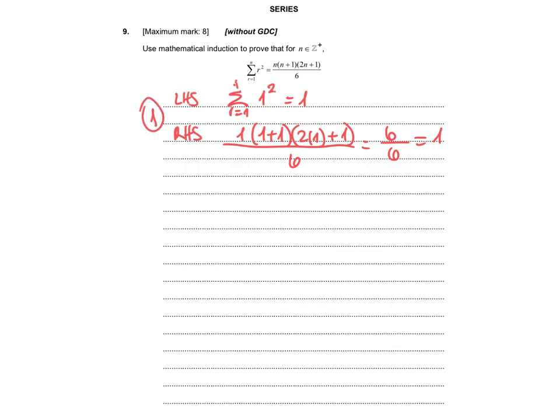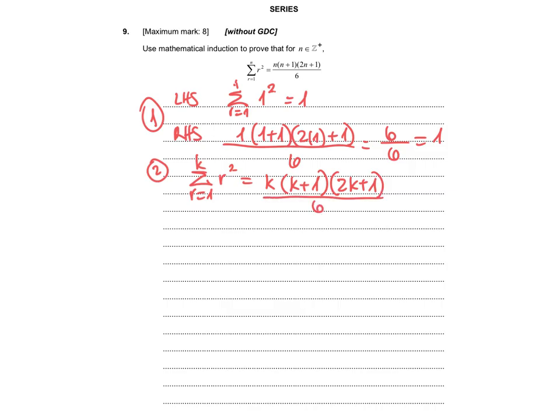Step 1. Step 2 is assume true for n equals k. So we've got the sum of r squared from r equals 1 to k, and we assume it's equal to this.